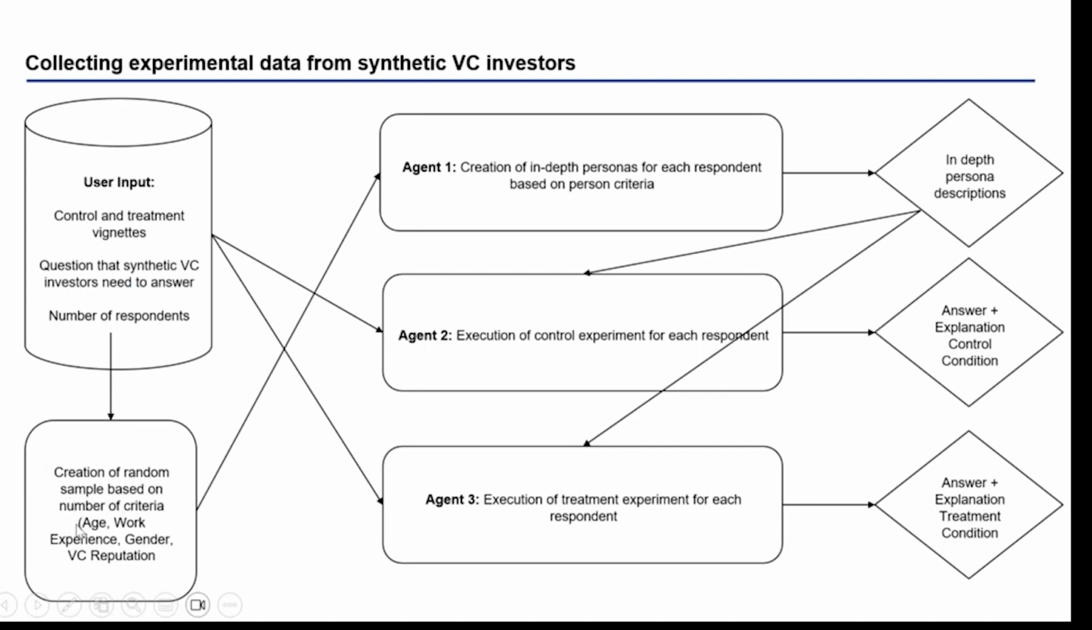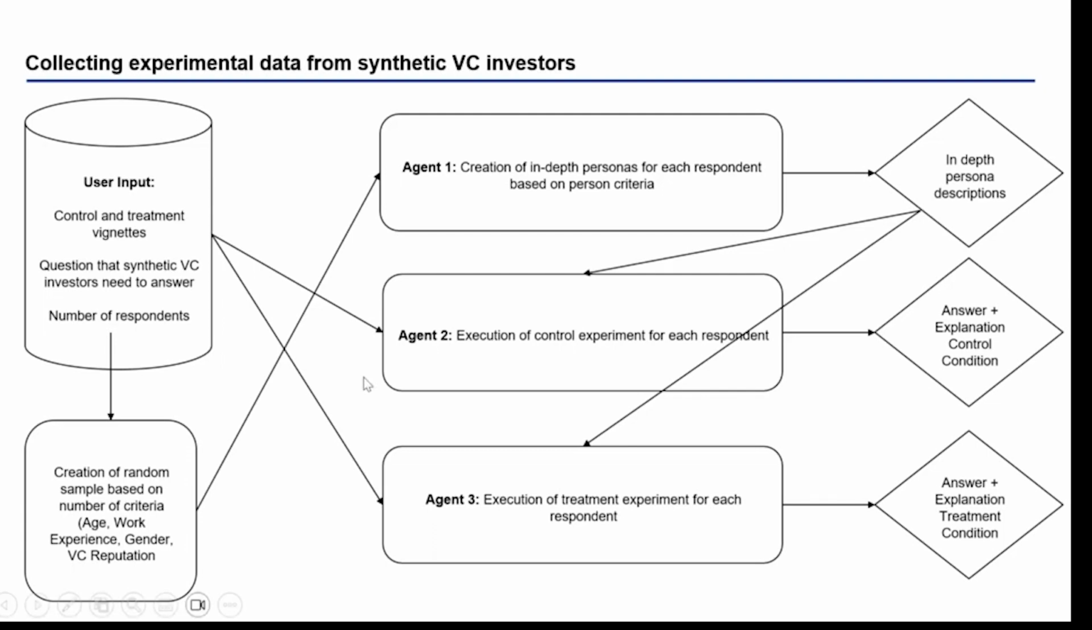create a random sample of VC investors where it will create variation in terms of the age of the VC investor, the work experience of the VC investor, the gender, and the VC reputation of the VC investor. So it simply creates a random sample. In our case, it will create a random sample for 10 respondents.